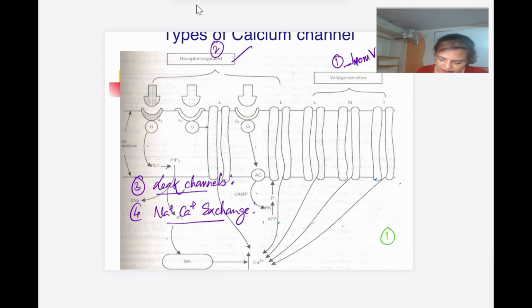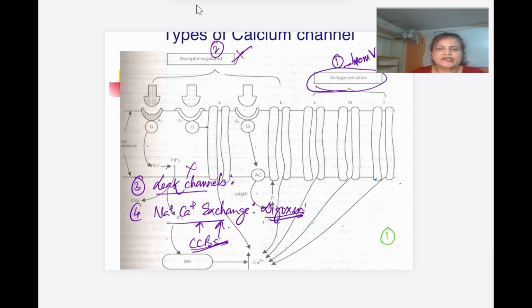This is mainly when we read about the digoxin mechanism of action. Otherwise, calcium channel blocker drugs are not going to act through this. They are going to act through the voltage sensitive calcium channel. And you can see in this figure, only the voltage sensitive calcium channels are of three types.